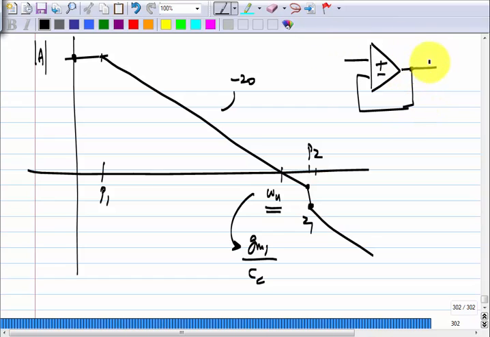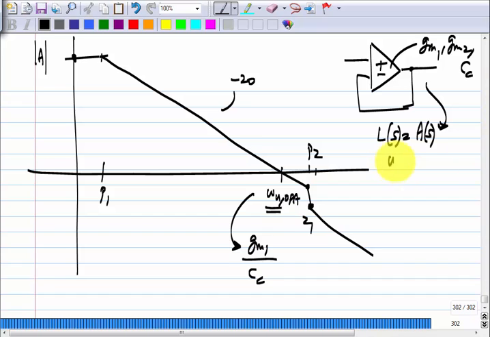Let's say I have an op amp in unity feedback like this. And this op amp is what I showed you earlier. It has a certain GM1, GM2 and CC and so on. What will be the unity loop gain frequency here? That is, where the loop gain goes to unity. It is the same. Why? The feedback fraction K is 1, right? So in this case, the loop gain equals the gain of the op amp. So the unity loop gain frequency is the unity gain frequency of the op amp, which is GM1 by CC.